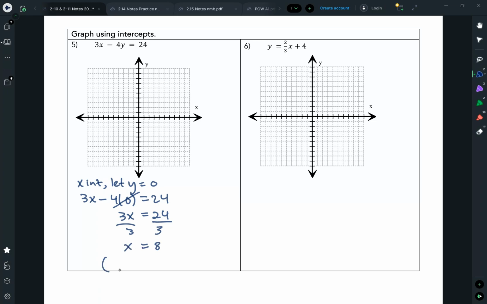Now, think about how ordered pairs are x comma y. Our y is 0, our x is 8. So if I write x comma y, it's going to have to be 8 and then 0. And so I want to go ahead and make that point.